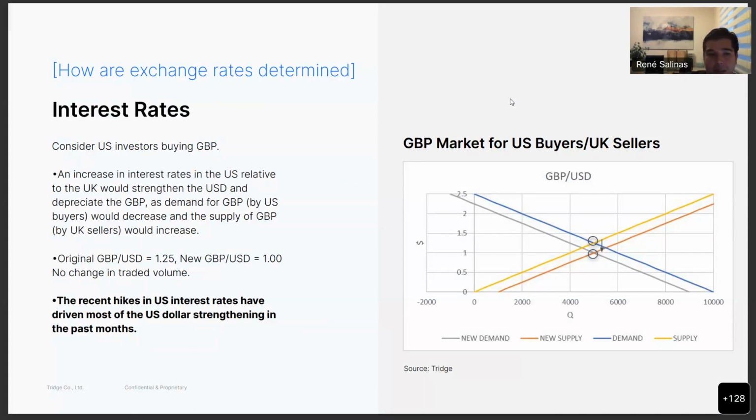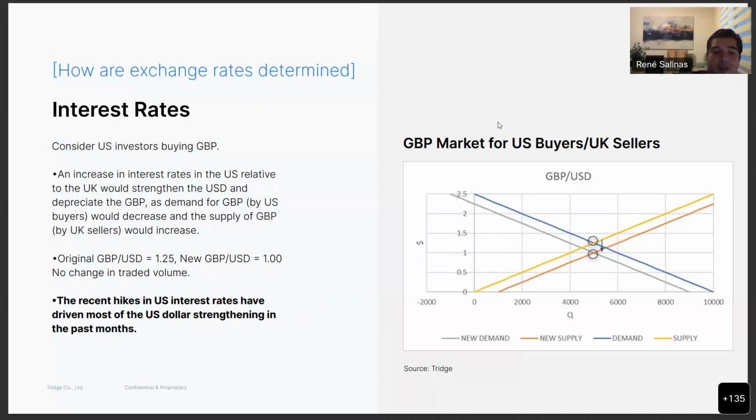Now, as you can see in the graph here, demand is downward sloping because typically buyers will want to purchase more if the prices decrease, while supply is upward sloping because suppliers will want to sell more if the prices increase. Now, let's see what happens with demand and supply when a country changes its interest rates. To illustrate, let's look at this example, which is the British pound market for US buyers.